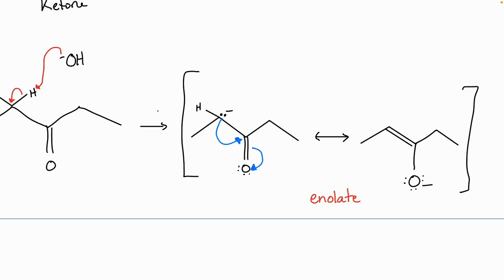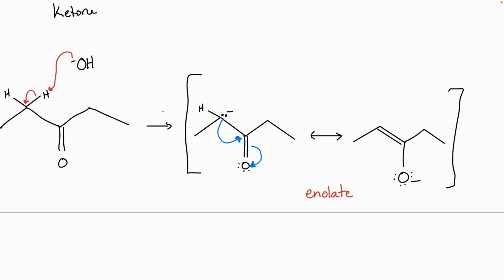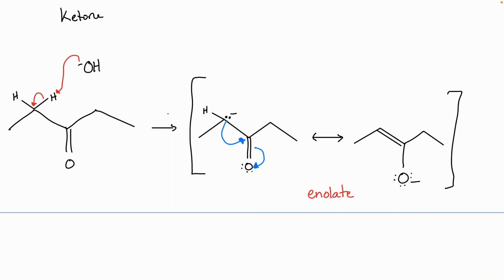All right, so a base can come along and remove that alpha hydrogen, right? So a base removes that alpha hydrogen, and then we see that that negative charge is stabilized through resonance.